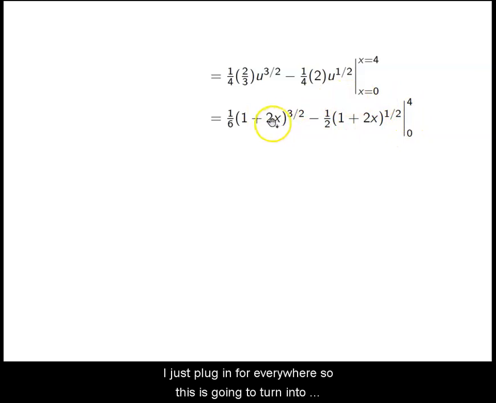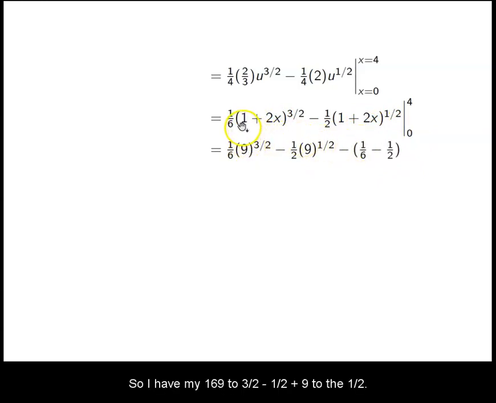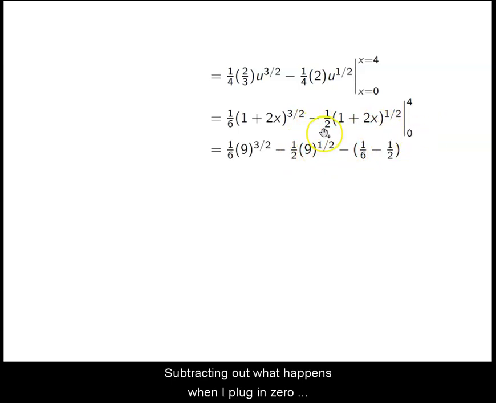So I just plug in 4 everywhere. This is going to turn into 9, and then this will turn into a 9, and I will subtract from that, plugging in 0, which will turn this into a 1, and this into a 1. So I have my 1/6, 9 to the 3/2, minus 1/2, 9 to the 1/2. Subtract from that what happens when I plug in 0, which makes this just 1 times 1/6 and 1 times 1/2, and I'm subtracting those. I'm subtracting this amount from this amount, so that's why I got a set of parentheses here.